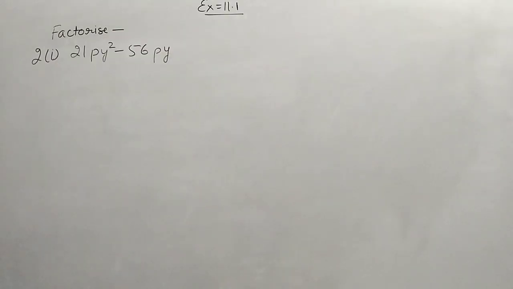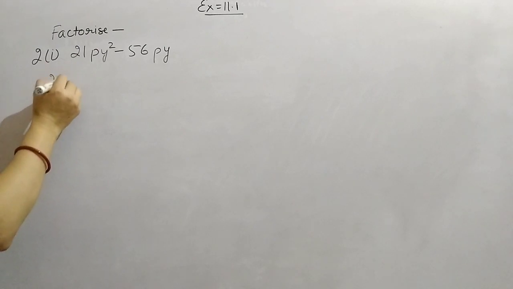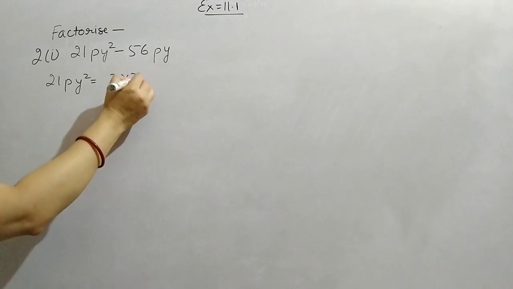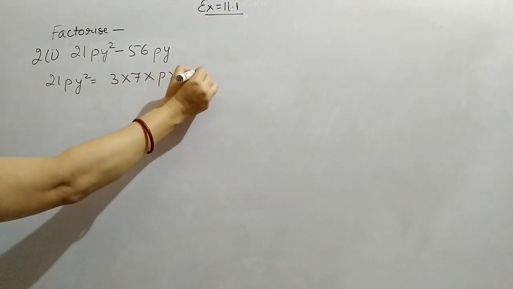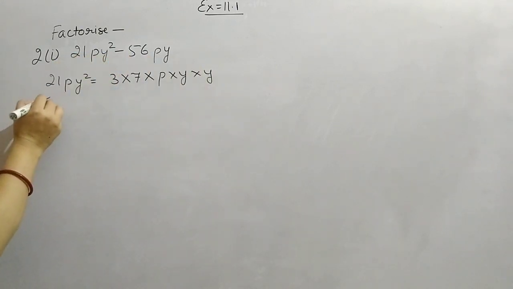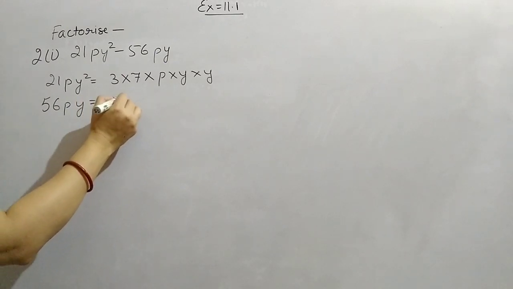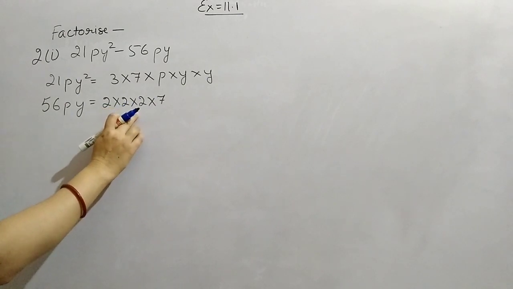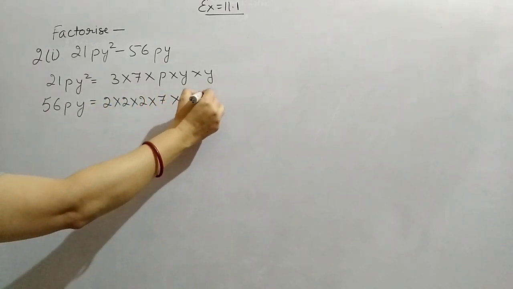Next, question number 2, first part: 21py square minus 56py. So the first term 21py square, we can write it as 3 into 7, 21 is 3 into 7, then p into y into y. The second term we have 56py. 56 we can write as 2 into 2 into 2 into 7, 2 twos are 4, 4 twos are 8, 8 sevens are 56, into p into y.